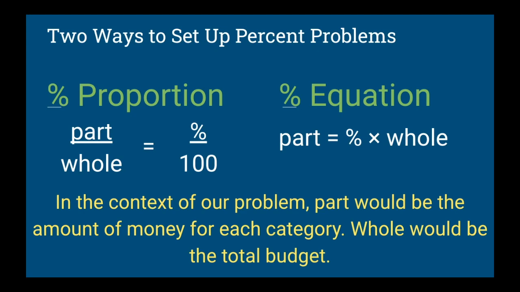The percent equation is when you have the part, which is equal to the percent times the whole amount. In the context of your problem, part would be the amount of money for each category, and whole would be the total budget. Remember, if you're using the percent equation, you have to change the percent to a decimal. Like 10% would actually be 0.1 or 1/10. If you're using the percent proportion and you were talking about 10%, you would just put 10 over 100 and solve the problem from there.